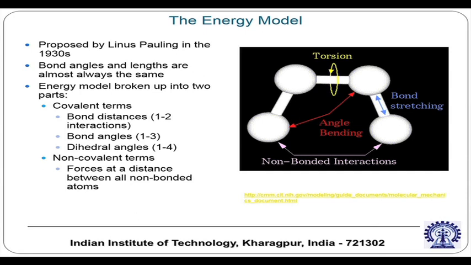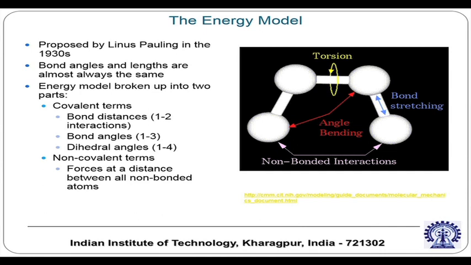Now in the potential model, when one considers the chemical bonds, you can see that there are different functions which are possible which can model the chemical bonds. This model of chemical bonds was proposed by Linus Pauling in the 1930s, and this is one of the big landmarks in chemistry. Bond angles and lengths are almost the same, and the energy model can be broken up into two parts. One is the covalent terms and the other is the non-covalent terms.